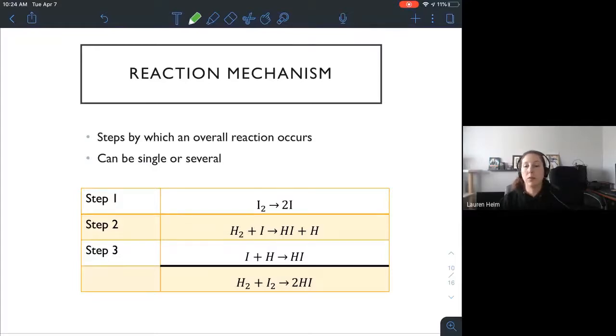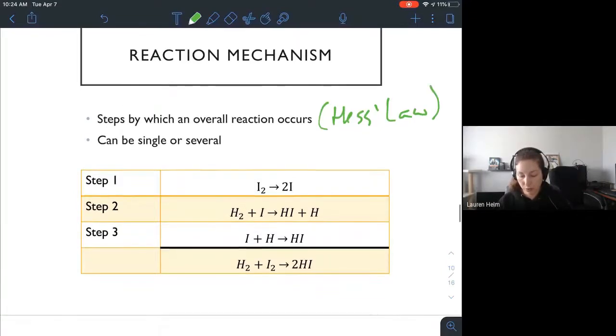Lastly, we can look at talking about the reaction mechanism. What are the steps, or in other words, this is like Hess's law. What are the steps that need to occur for that reaction to happen? Can be a single step or can be multiple steps. In this example, our overall reaction is hydrogen and iodine forming 2 hydroiodic acids. But it actually happens in 3 steps.